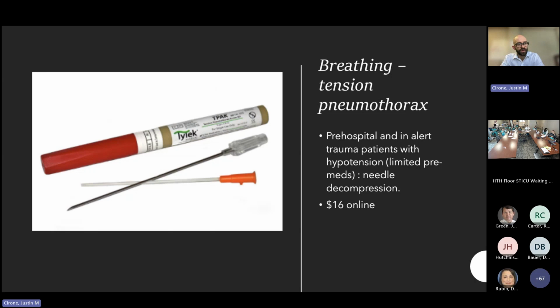This is probably happening a little bit more here for unclear reasons. I don't know if this is pre-hospital training or what it may or may not be, but I've been in places where these needles, this is a decompression needle, were used way too much. And I think it's a good tool to have in your tool shed with a caveat.